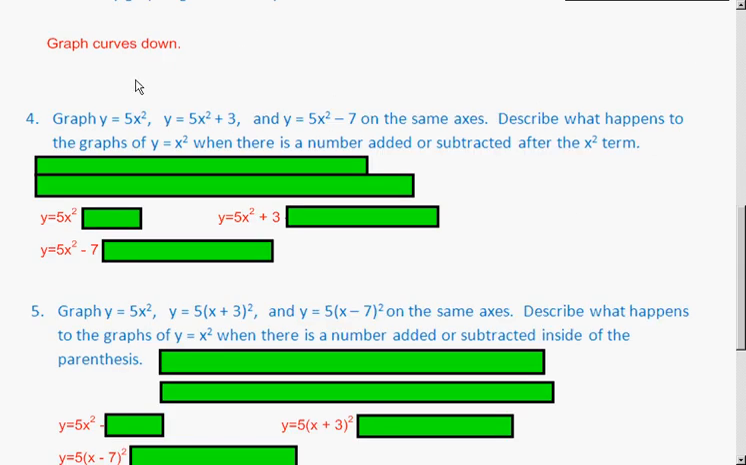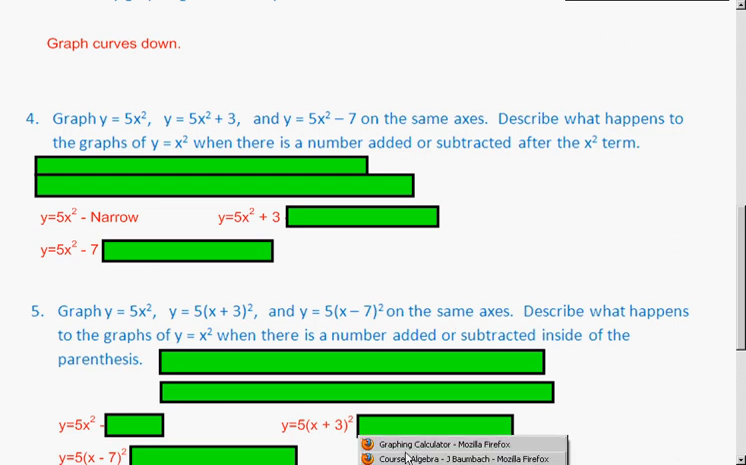Example 4 is going to give us a few more graphs to go ahead and plot. We're going to substitute these graphs into our graphing calculator, and we're going to see what type of transformation happens here. Again, remember, we're comparing everything to y equals x squared. One graph that we can already compare right here is y equals 5x squared. We know that when the coefficient is greater than 1, the graph becomes more narrow. So y equals 5x squared in comparison to y equals x squared, we know the graph is narrower. We do not know what's going to happen when we add 3 or subtract 3, and that's what we're going to investigate right now.